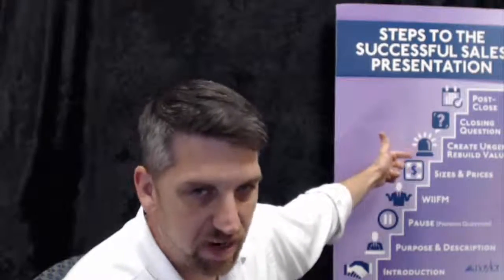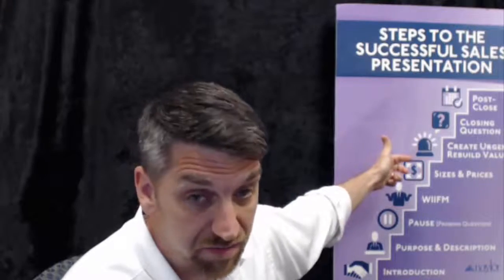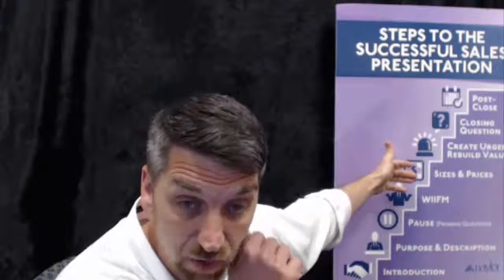So now sizes and prices, solution and close. What I would suggest would be a half page or quarter page. The half page price is $1349.50. The quarter page price is $749.50. Now this is going to be in front of the decision-making powers of this industry for an entire year. Create urgency, rebuild value.